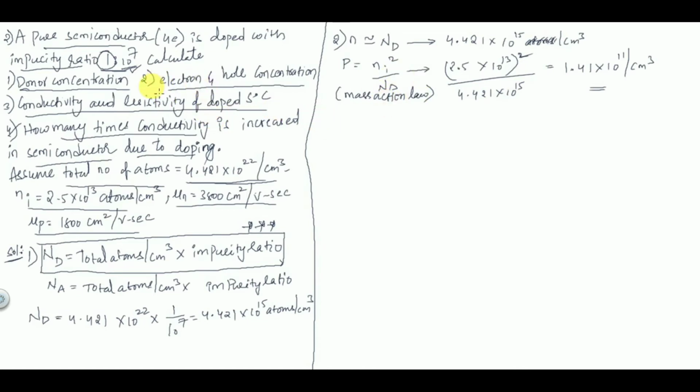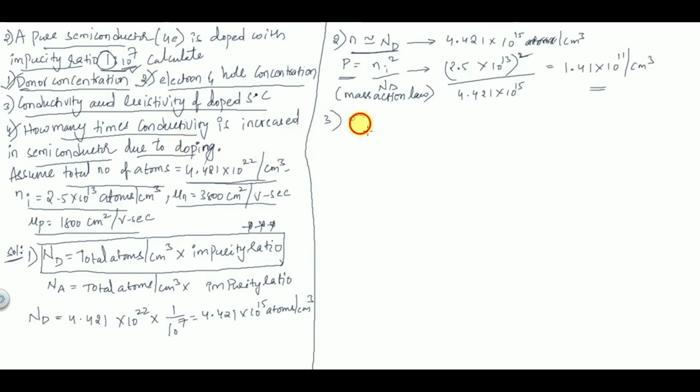So this is how we can find electron and hole concentration. Electron concentration is almost equal to the doping concentration, that is, majority carrier concentration is always equal to the doping concentration, and minority carrier concentration, that is hole concentration, is found from the mass action law concept. So donor concentration we have found, and electron and hole concentration is also completed. Now see the third problem: conductivity and resistivity of doped semiconductor. He is not asking for intrinsic semiconductor but for doped semiconductor.